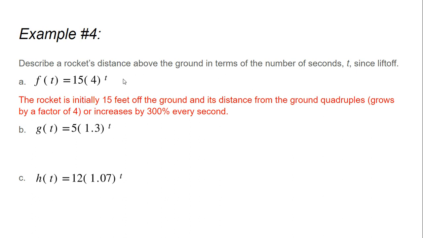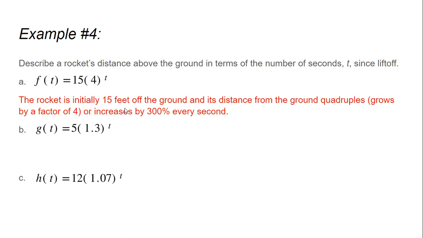So if I were to have an exponential equation like this that describes a rocket's distance above the ground, I could say that its initial height was 15 feet off the ground, and this distance is quadrupling, or going 4 times as high each and every time the value of t increases by 1. Now, quadrupling, we could also think about it as an increase of 300%. Why can we think about it as an increase of 300%?